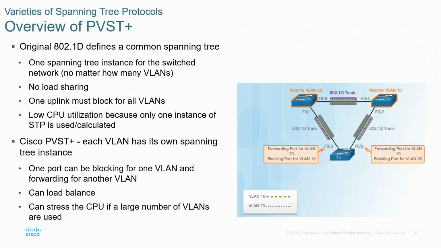As you see in the figure on the right, you can choose this switch to be the root bridge for VLAN 10, where this other switch is the root for VLAN 20. And so this port here will be forwarding for VLAN 20, but blocking for VLAN 10, meaning that this link here will be used in VLAN 20, but not used in VLAN 10. And the opposite is true in the other link. You can have this link forwarding for VLAN 10, but blocking for VLAN 20.